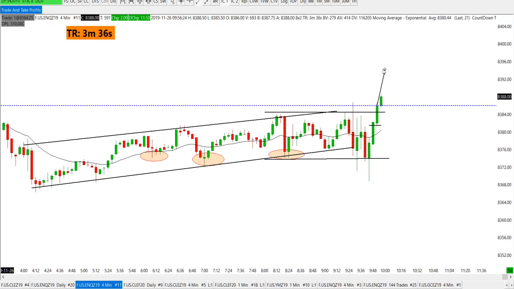It's probably going to do something like this. Hopefully we'll pull back. We'll see. I'm going to see if I get one more trade. Hopefully I get one more trade.